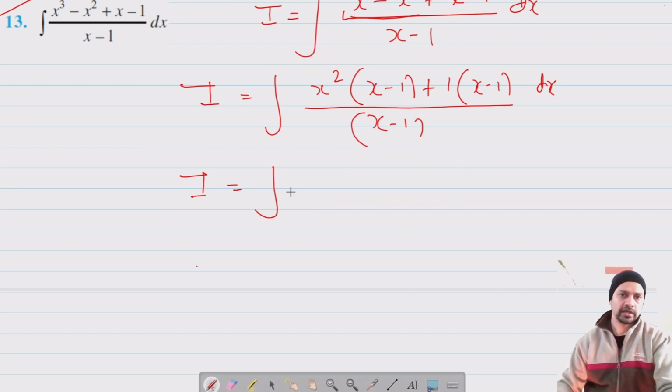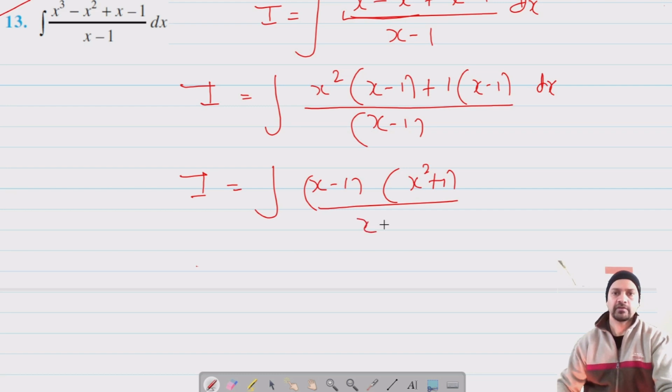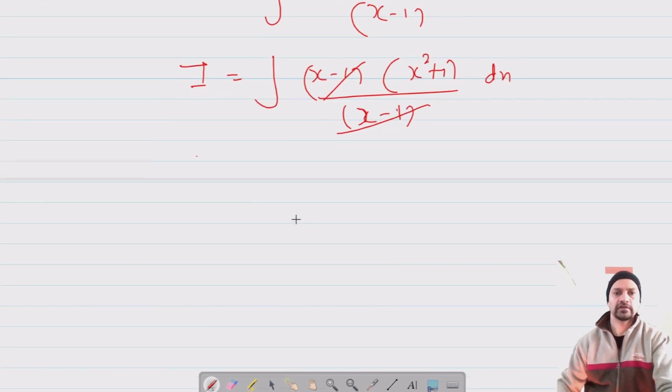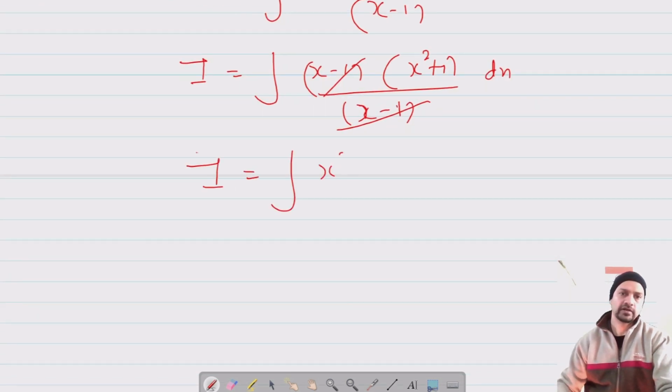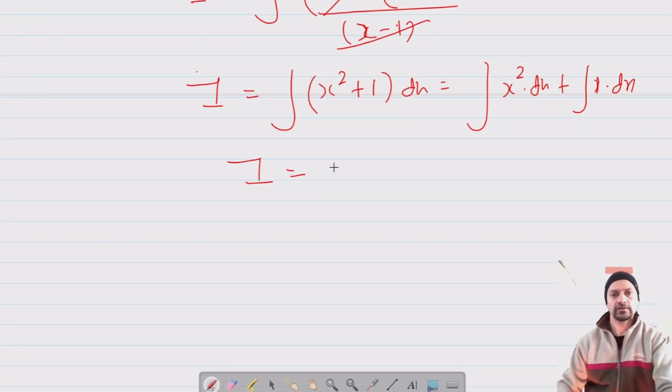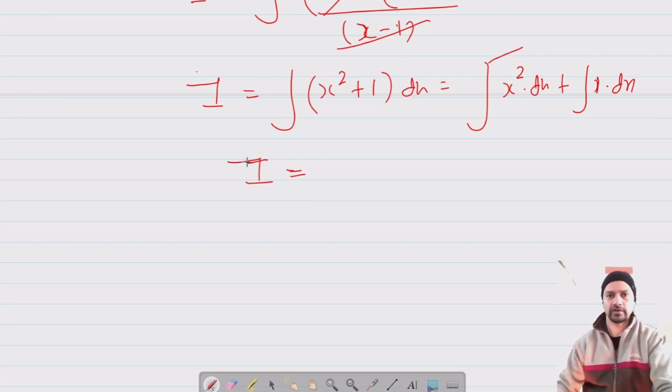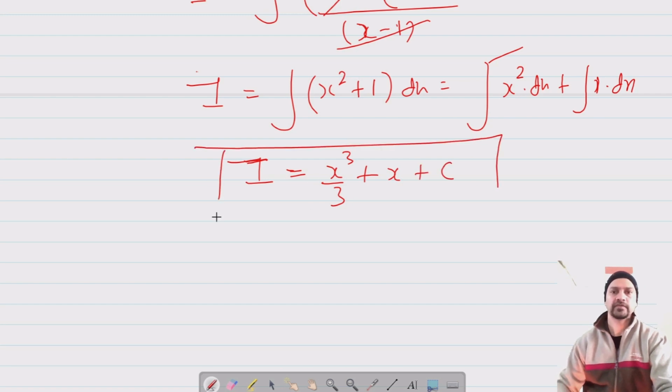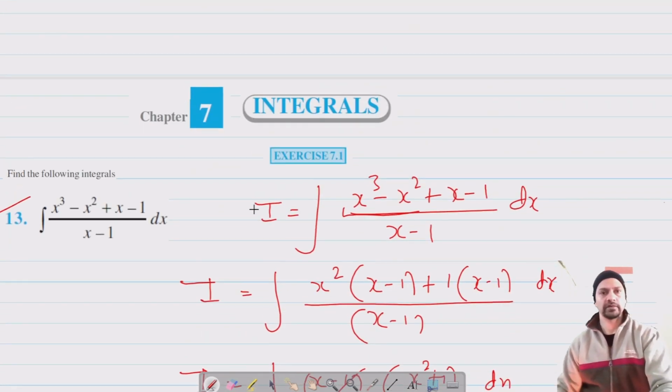Now it can be written as (x minus 1) into (x square plus 1) upon (x minus 1) into dx. This gets cancelled. And finally, it's (x squared plus 1) into dx, which is integration of x squared into dx plus integration of 1 into dx. And integration of x squared is x raised power n plus 1 upon n plus 1, which is x cube by 3, plus integration of 1 is x, plus c. These are the answers for question number 13.